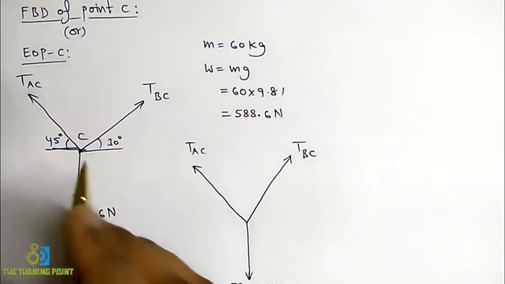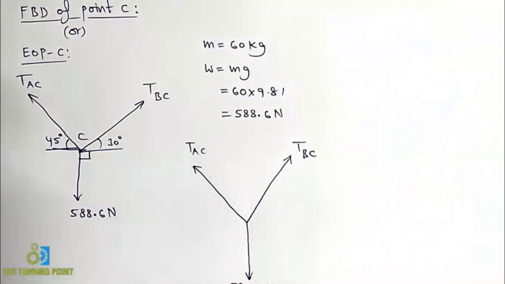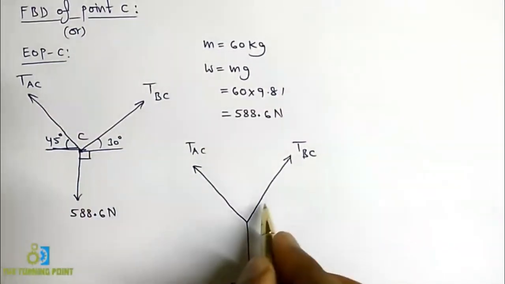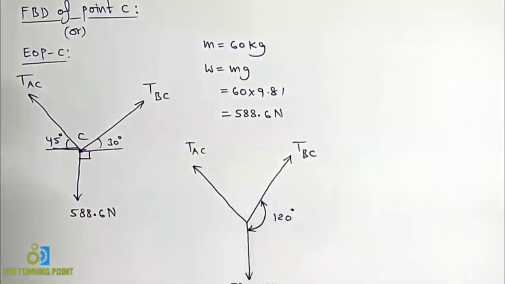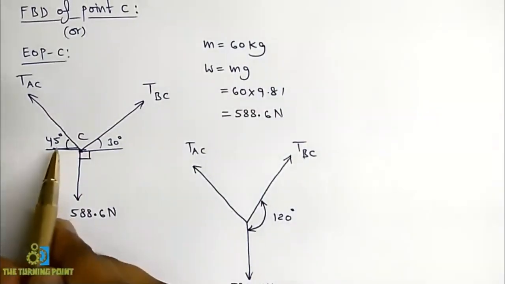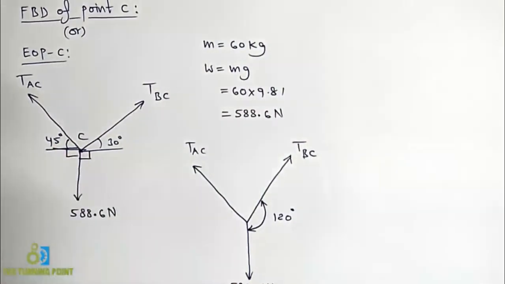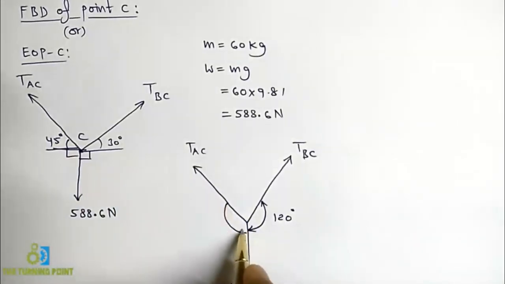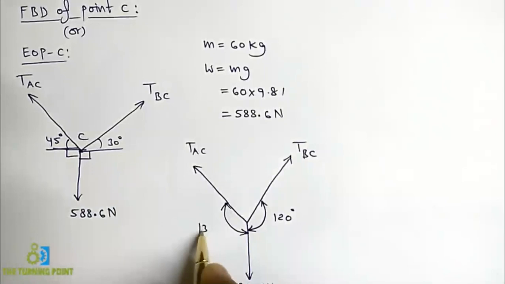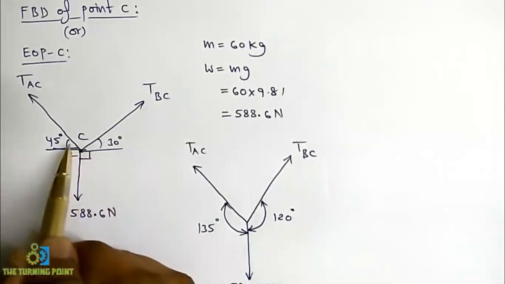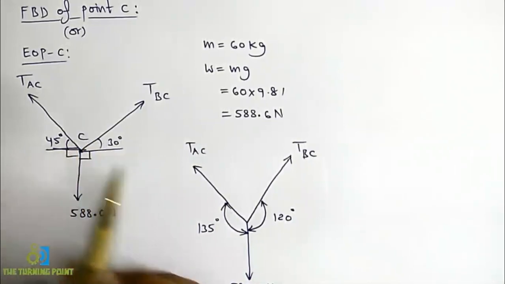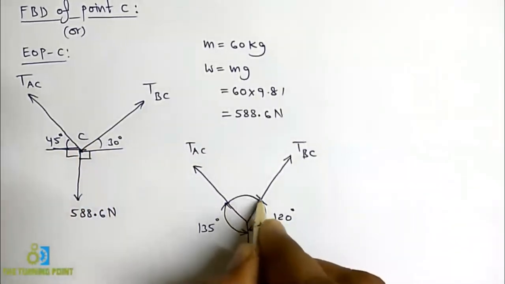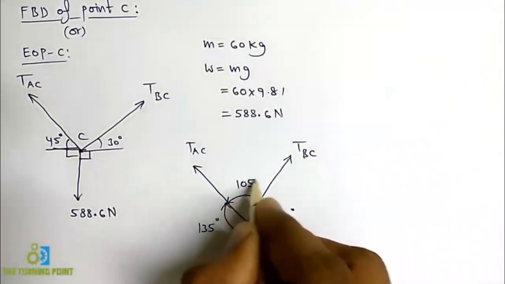So here this is 30 degrees and we know that this is right angle. So the total angle is 30 plus 90, that is 120 degrees. I will note that value here, 120 degrees. And this is 45 degrees and it is right angle. So that is 45 plus 90, which is 135 degrees. And here in a straight line the angle is 180. So this is nothing but 180 minus 45 plus 30, which is nothing but 180 minus 75, and it is 105 degrees.